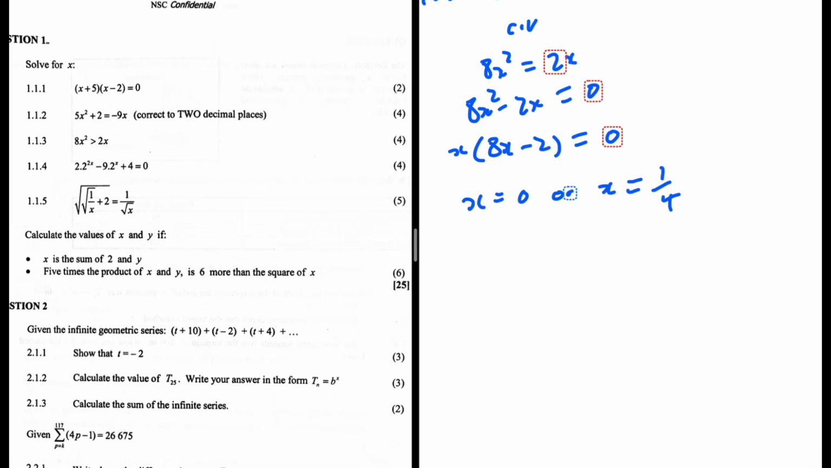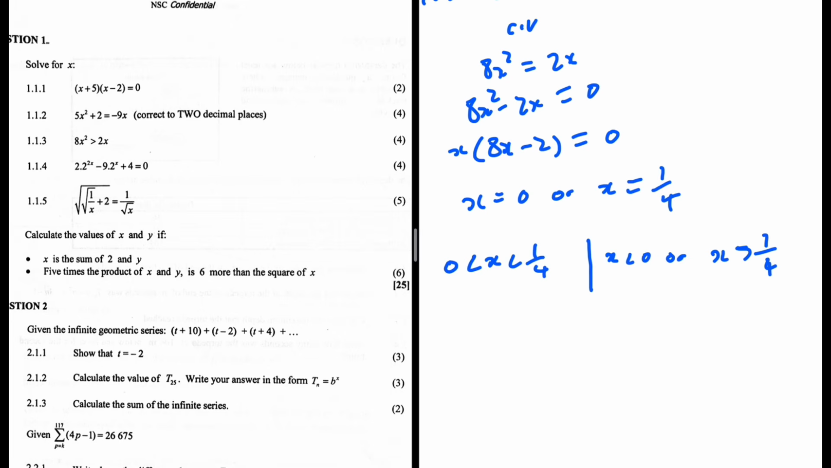We then need to test and see whether our answer lies between 0 and 1 over 4 or outside. What do I mean by that? So it is either x is between 0 and 1 over 4, or x is actually outside: x less than 0, or x greater than 1 over 4. So we need to actually test which one of these two possible sets of solutions is true.